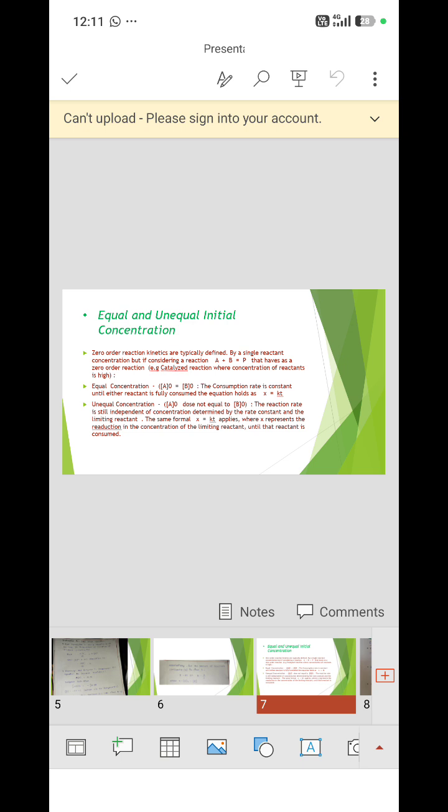And for unequal concentration, A naught does not equal B naught. The reaction rate is still independent of the concentration, determined by the rate constant and the limiting reactant. The same formula x is equal to Kt applies, where x represents the reduction in the concentration of the limiting reactant, until the reactant is consumed.